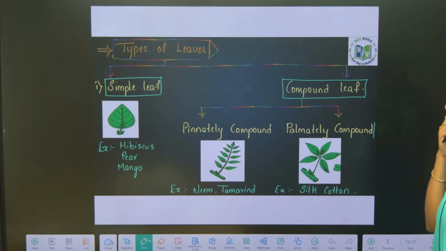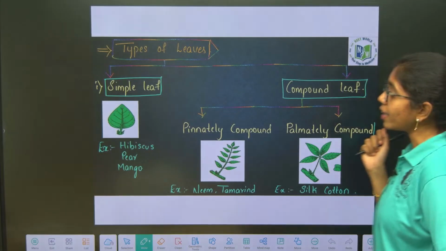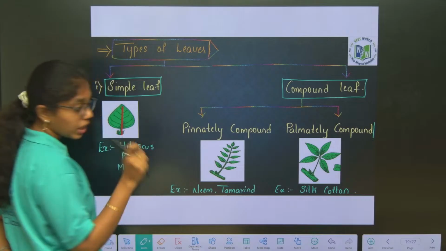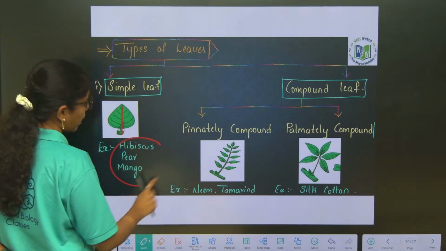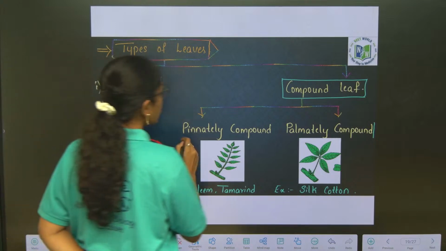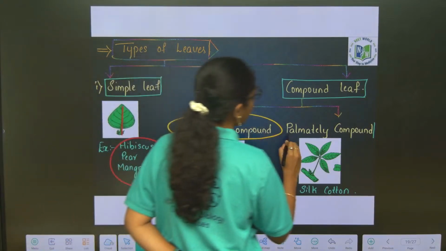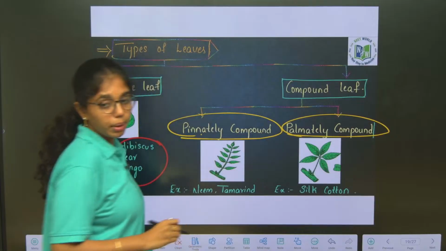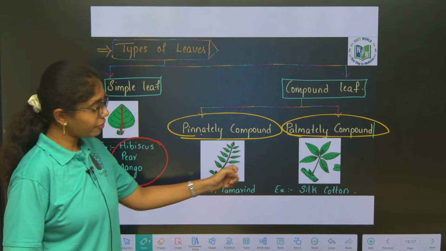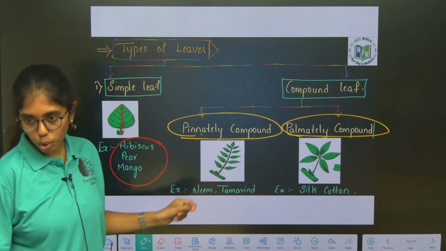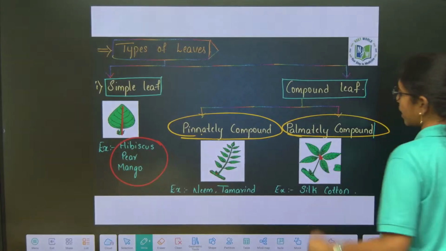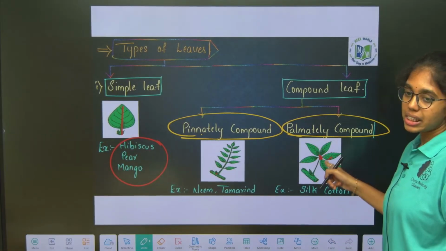Types of leaves. Okay, simple leaf and compound leaf. In a simple leaf, you can see a single leaf arising from each node. Examples include hibiscus, pear and mango. Compound leaf, here you can see pinnately compound leaf and palmately compound leaf. In pinnately compound leaf, leaflets are arranged like this at each node. Whereas in palmately compound leaf all the leaflets are arranged coming out from a single node.